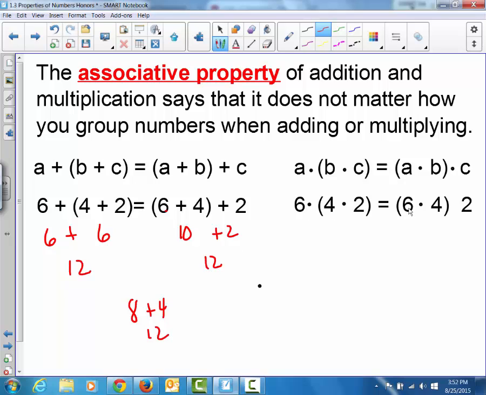Same thing applies for multiplication. 6 times 4 times 2. That will be 6 times 8, which gives you 48. Or you can go 6 times 4, which is 24, times 2, and gives you 48. Doesn't matter what order you do it in, you're going to get the same answer.